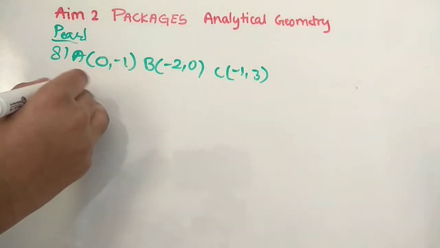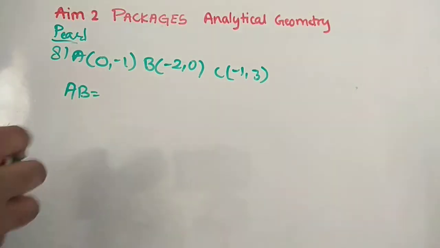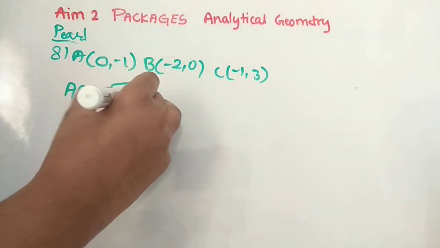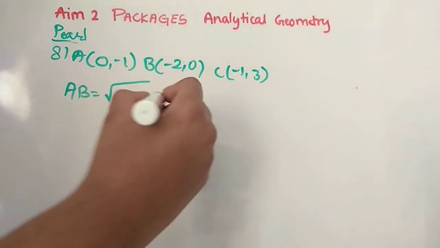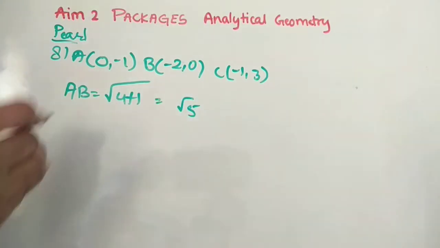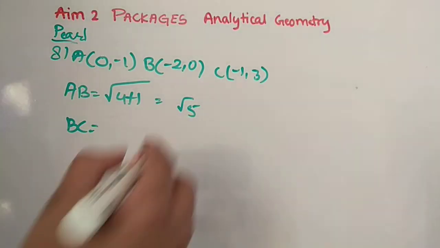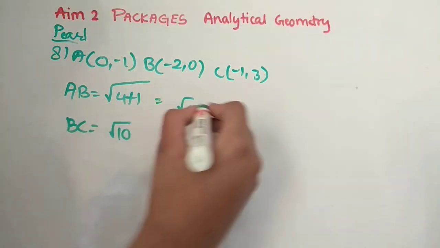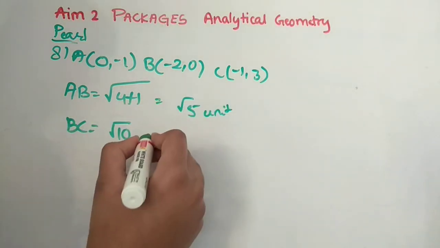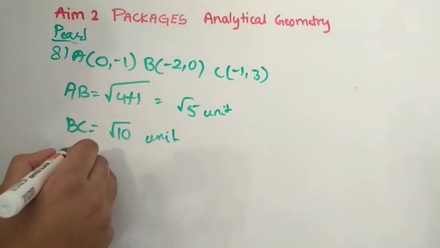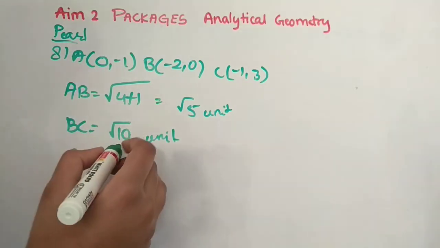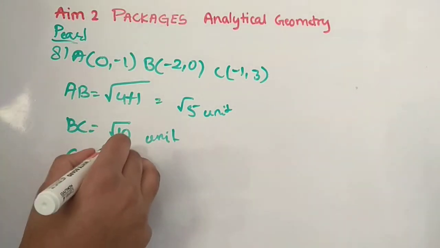Okay, AB first. That is root over 4 plus 1. I'm directly solving it, root 5. Now, you have to do the simplification. See, just substitution I am asking you to do. That's it, that is your homework part. And the remaining everything I am only doing, and the answer also I am only giving. So, CA is what? Root 17 units.